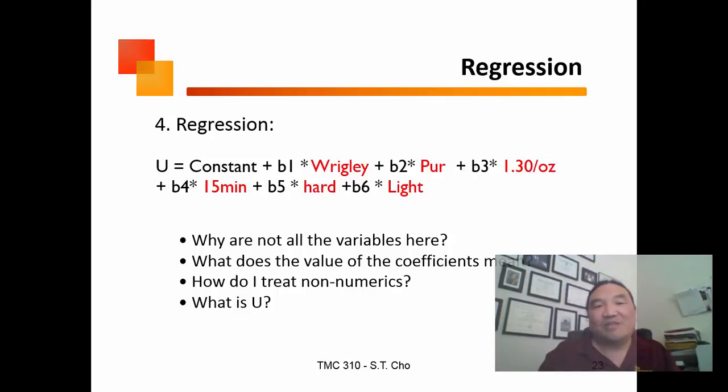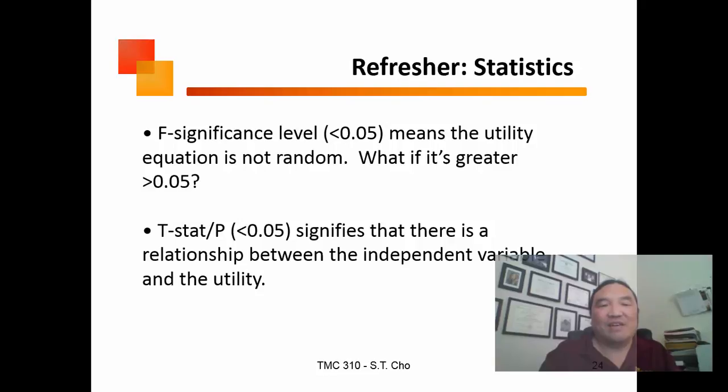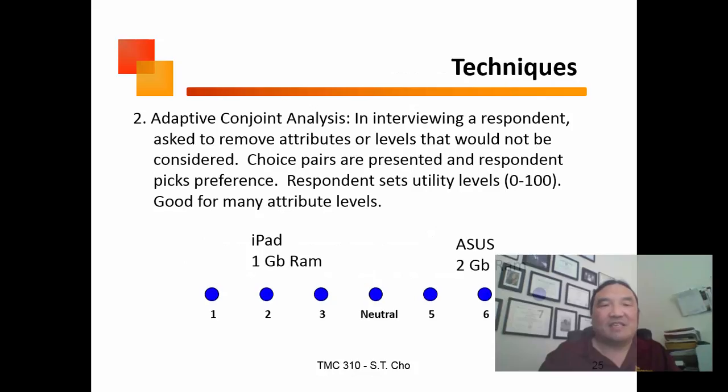Again, the way I treat non-numerics is I arbitrarily pick 2 values, and U is the utility, how much they relate, how much they like it. This is a refresher again. Significance level just means, is this data just random occurrences, or is it really based on some kind of opinion or some kind of driving factor? And t-statistics are based on whether or not there's a relationship between 2 different effects.